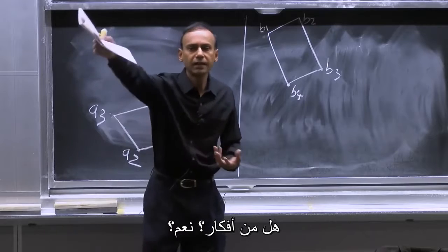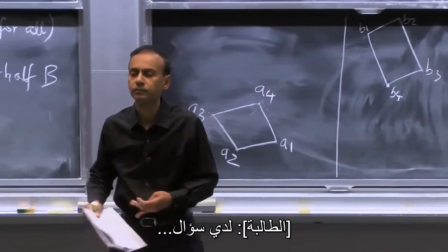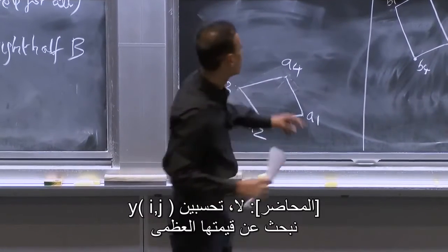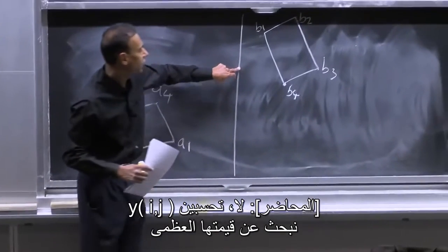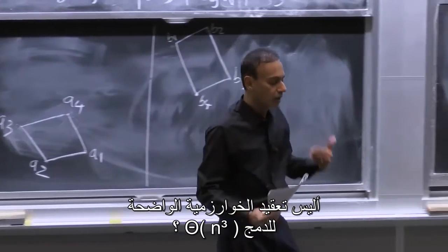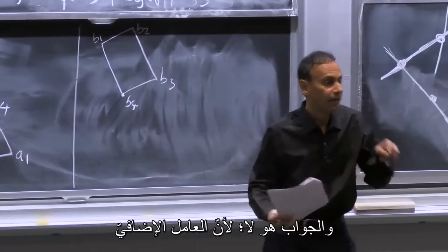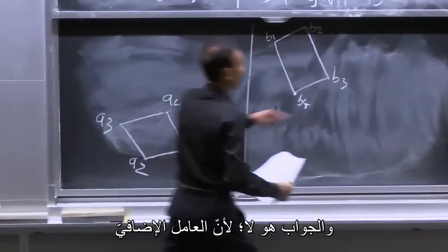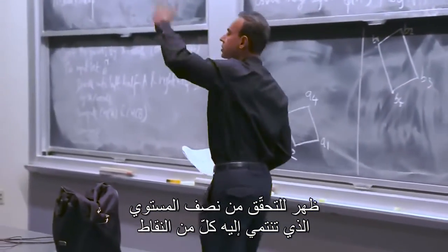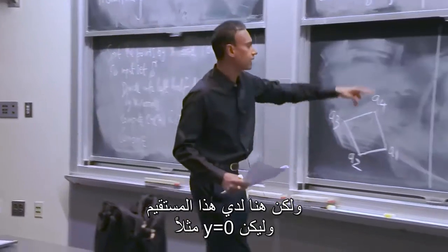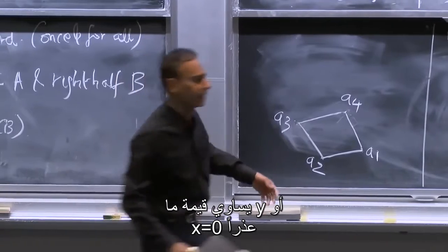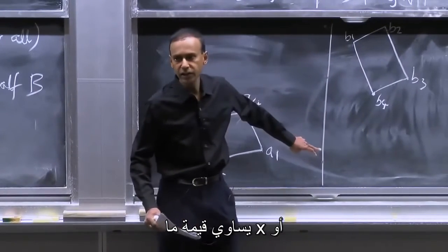So any ideas? Yeah, back there. No, you're just maximizing the Yij. So the question was, isn't the obvious merge algorithm theta n cubed, right? And my answer is no, because the extra theta n factor came from the fact that you had to check every endpoint to see on which side of the plane it was. Whereas here, what I'm doing is I've got this one line here that is basically y equals 0, if you like, right? Or x equals 0, or x equals some value.